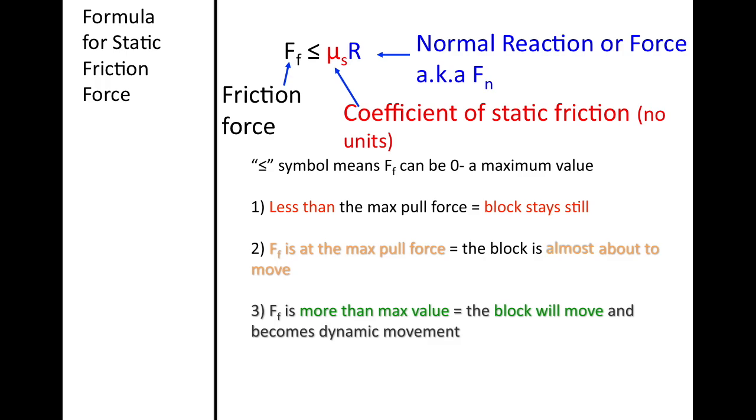In regards to static friction, the symbol that is less than or equal to means that the friction force can be 0 to a maximum value. If the value is less than the max pull force, the block will stay still. If the friction force is at the max pull force, then the block is almost about to move. So it is reaching that point. And then if the force is more than the max value, the block will move and become dynamic.